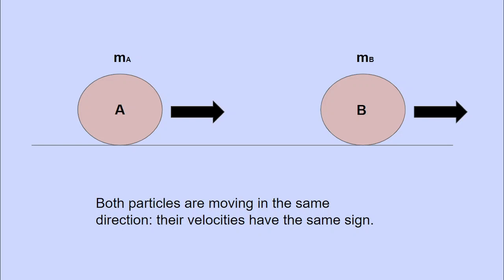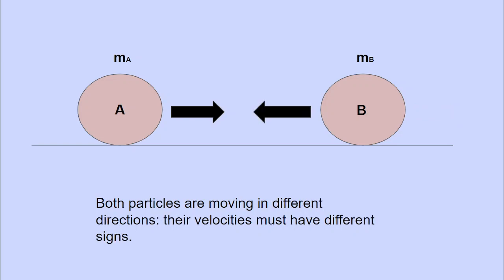Let's take a look at this scenario. In this scenario, both particles A and B are moving in the same direction. In other words, their velocities have the same sign. Imagine we have this scenario. Both particles are moving in different directions. Their velocities must have different signs. They're traveling along the same line and they're going towards each other. The velocity, acting as a vectorial quantity, means one of these velocities must have a negative value.